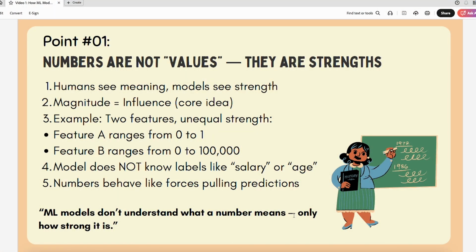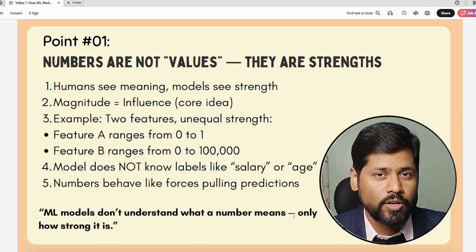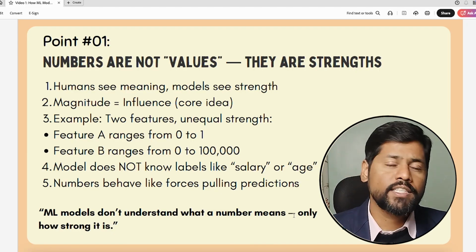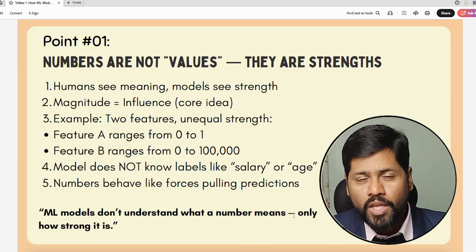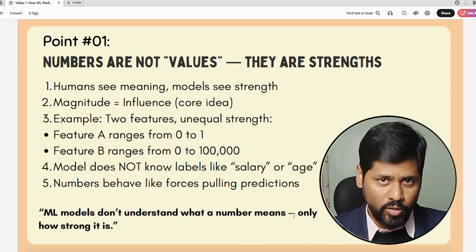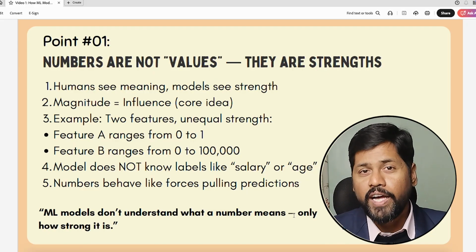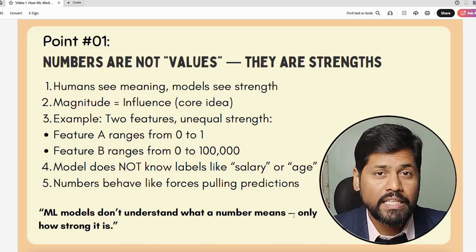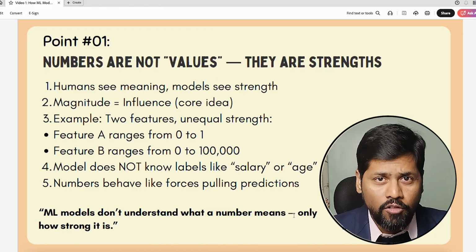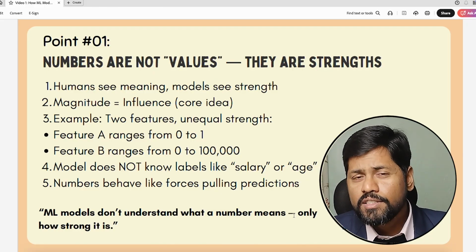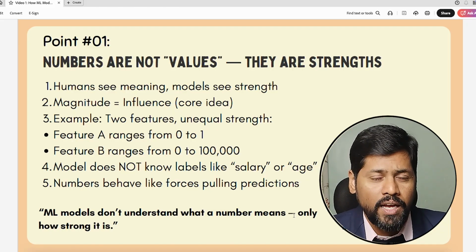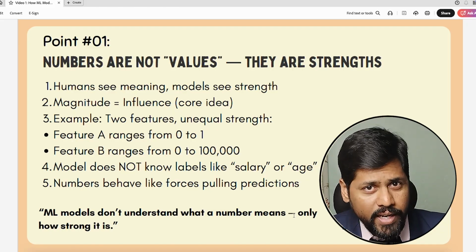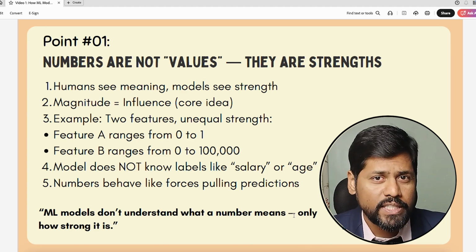Before we start talking about ML algorithms or loss functions or gradients, there is one common misunderstanding that we need to clarify. When we humans look at numbers, we see values, but that's not the case for a model. For a model, a number is not a value, it's actually a force. And what do I mean by that? Let's check it out with an example.